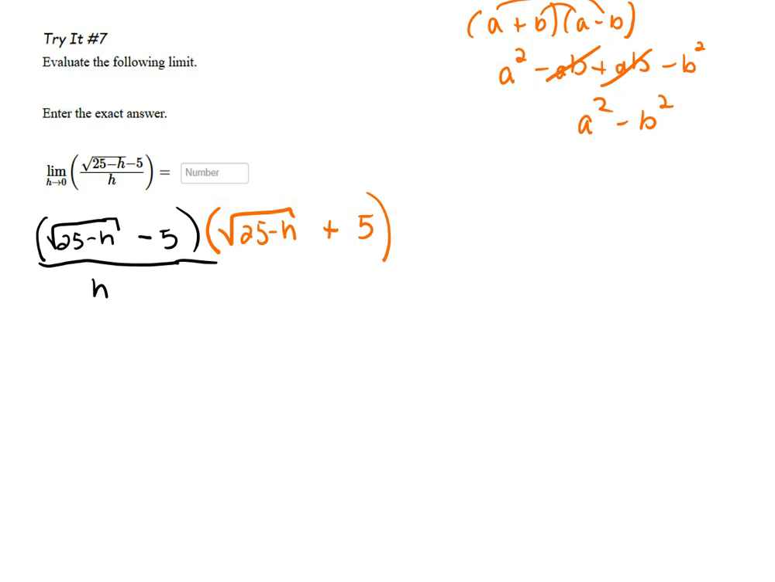Now, had this minus 5 not been there, then I probably would have just squared the numerator, but you can't square the whole thing here. So this is what you have to do. And since you're in fraction land, whatever you do to the numerator, you have to do to the denominator.